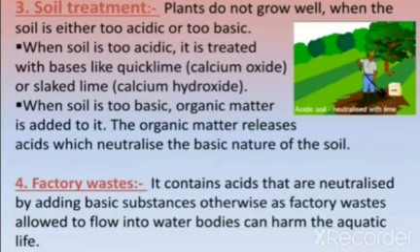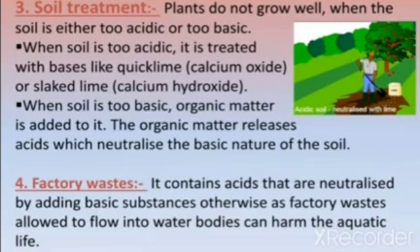Then we have soil treatment. Farmers usually need to change the nature of the soil so that their crops can grow well. Certain plants do not grow well if the soil is too acidic or too basic. Soil may become acidic due to acid rain or the use of excessive fertilizers. If the soil is too acidic, it can be neutralized by adding a base like slaked lime or calcium hydroxide. On the other hand, if the soil is too basic, it is treated with organic matter which releases acids. This helps in neutralizing the basic soil.